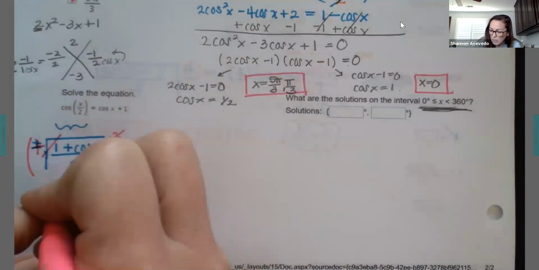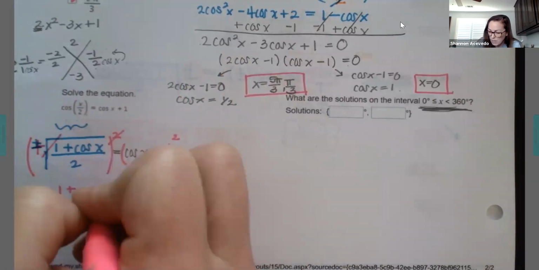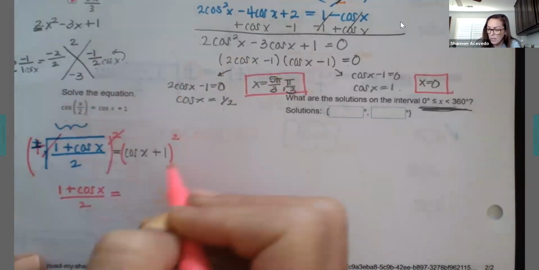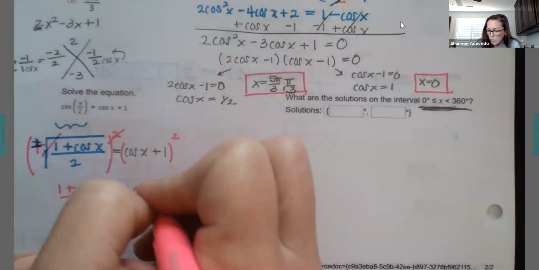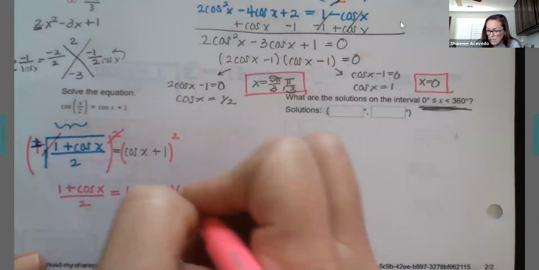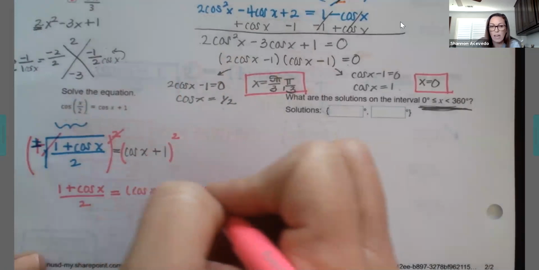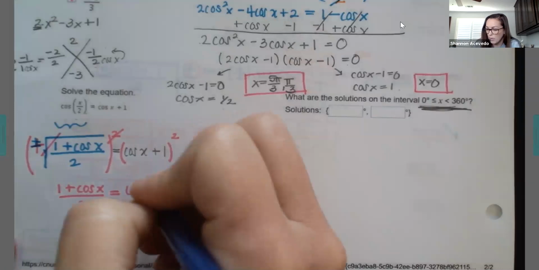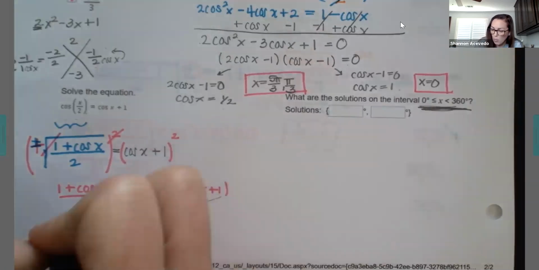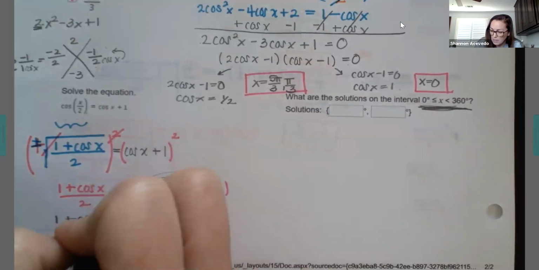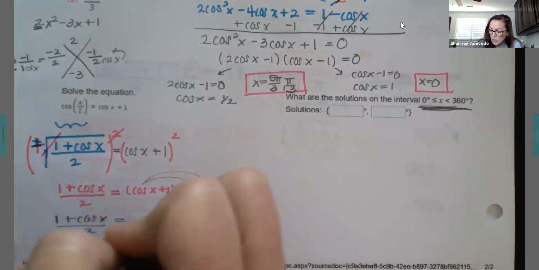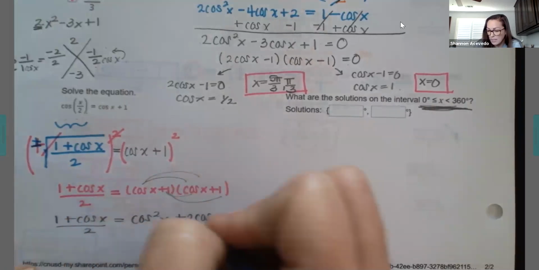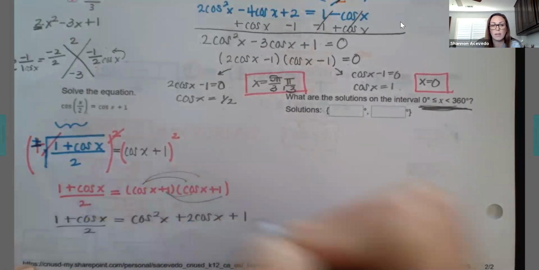And I have 1 plus cosine of x all over 2 is equal to, now remember, this is cosine of x plus 1. When it's squared, it's cosine of x plus 1 times cosine of x plus 1, and then you need to distribute this through. So you end up with 1 plus cosine of x all over 2 is equal to cosine squared of x plus 2 cosine of x plus 1.